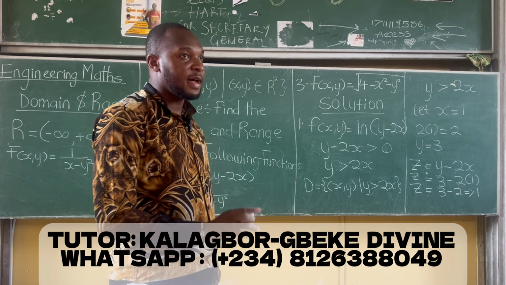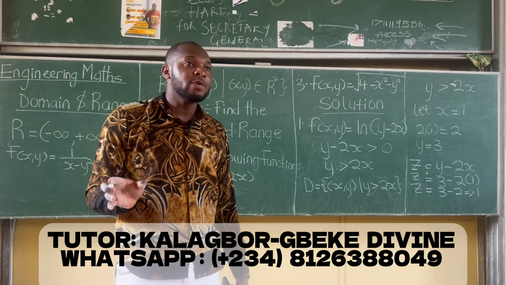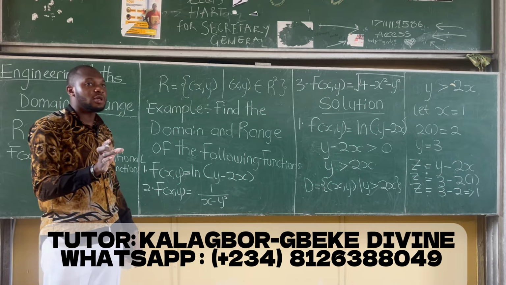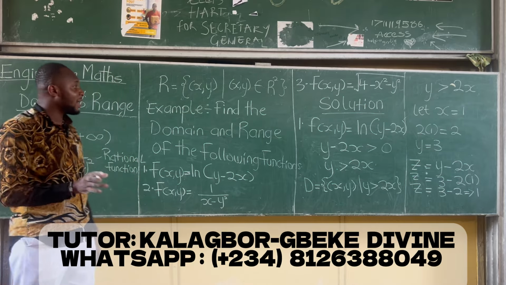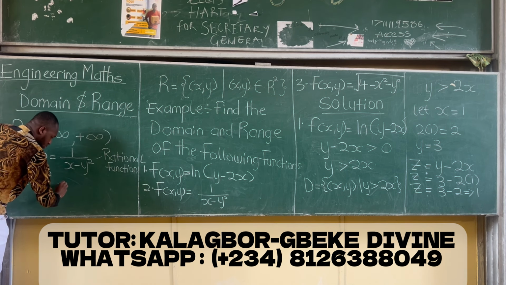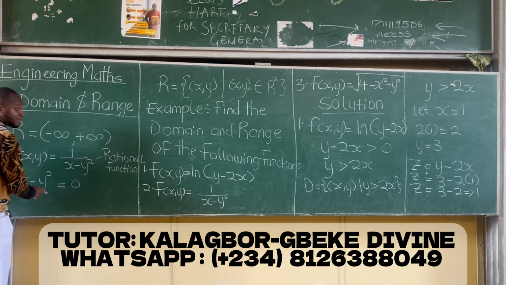If it is, our function will be undefined, right? And we want to make sure our function is defined. So for us to make sure our function is defined and get our domain and range, we are going to take this expression, x minus y squared.